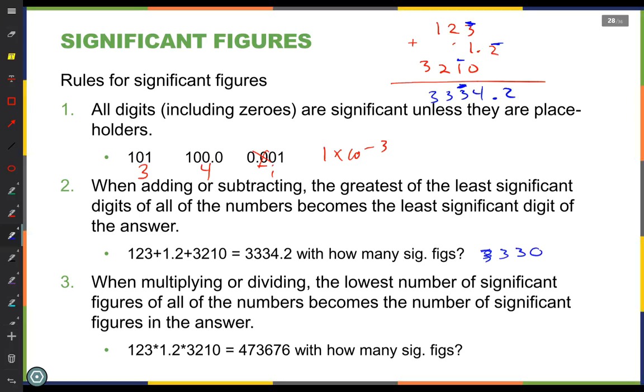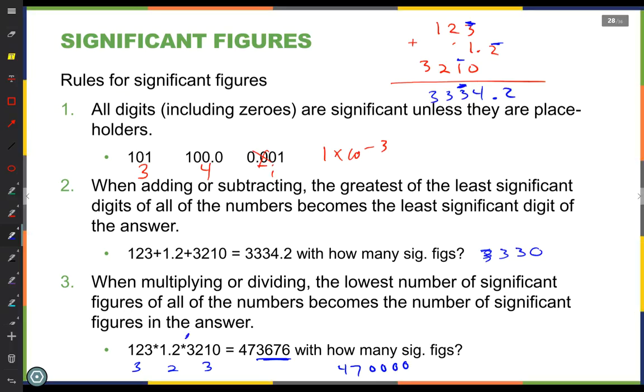Now, a lot of people would have tried to use the multiplication rule. The multiplication rule is you just take the least number of significant digits in the numbers. So looking down here at the bottom, how many significant digits are in 123? How many in 1.2? How many in 3210? And so when you multiply them, the smallest of these numbers is 2, and hence I have 2 significant digits in the answer, so the answer would be 470000. We use these because these other digits here, we can calculate them, but they're not really meaningful. I would have needed to have additional digits here to make them meaningful.